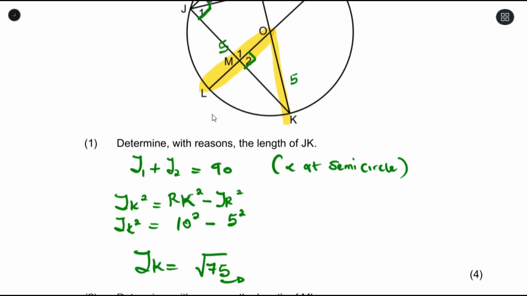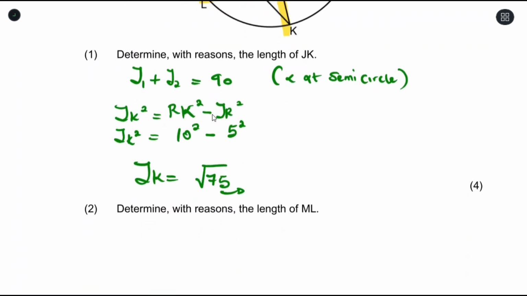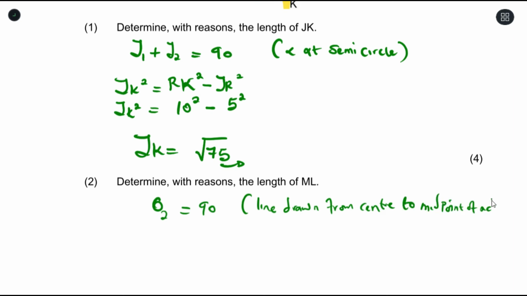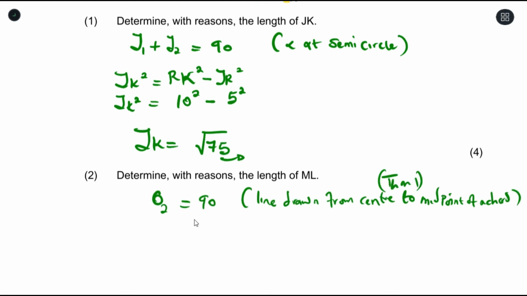So the first thing we're obviously going to say is we need to talk about O2, right? So we'll say O2 is 90 degrees. So we know that O2 is equals to 90, and the reason is line drawn from center to midpoint of a chord. Yeah, so that's just literally your theorem 1. Now, since JK is root 75, we also know that MK would be root 75 over 2.